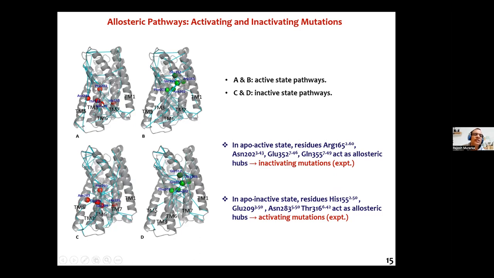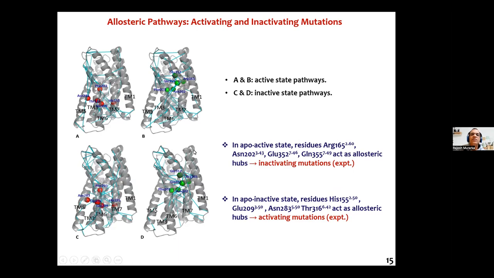So what we found is that the red residues, which from the mutagenesis studies are stabilizing the inactive state of the receptor, have a much larger number of allosteric pathways going via these residues in the inactive state compared to the active state of the receptor. So that means indeed they are acting as an allosteric hub.